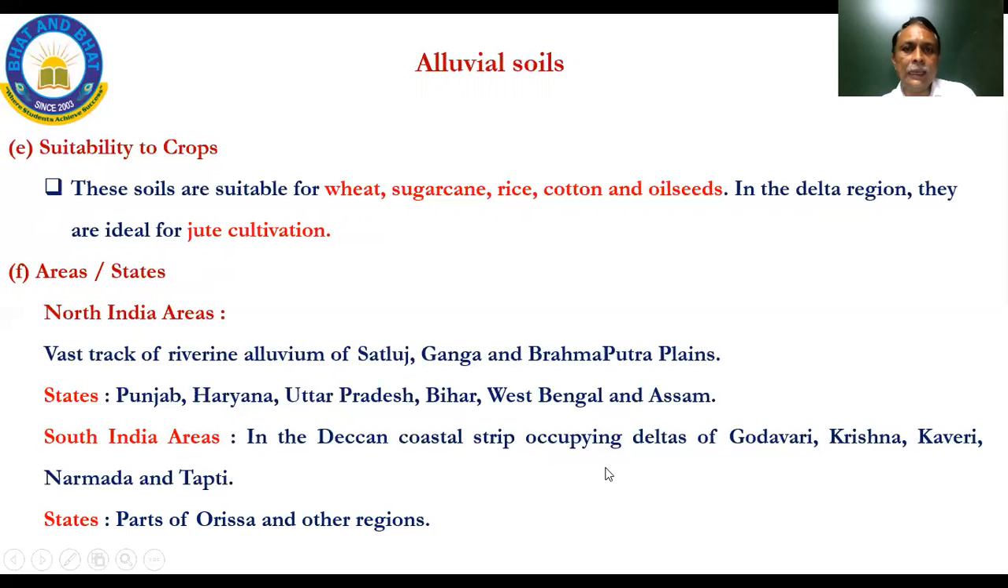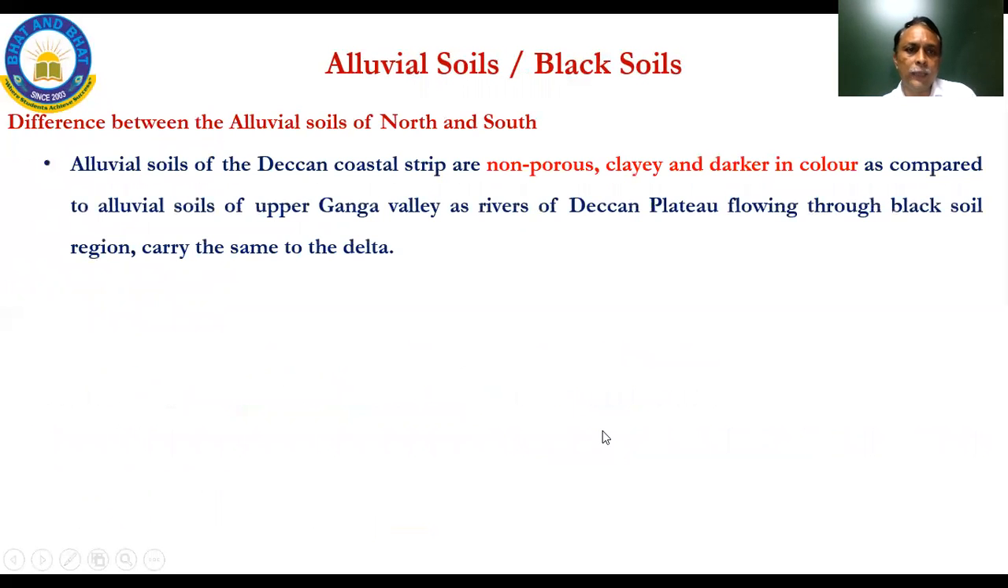Before we go to the next one, there is a difference again between alluvial soils of the north and south. Alluvial soils of the Deccan coastal strip are non-porous, clayey and darker in color as compared to alluvial soils of Upper Ganga Valley, as rivers of the Deccan Plateau flowing through black soil region carry the same to the delta.